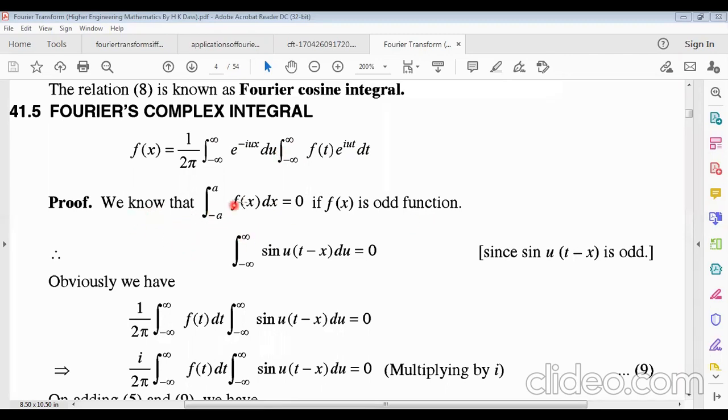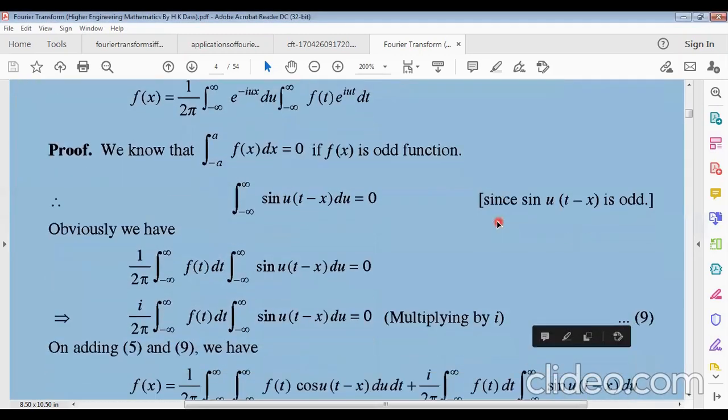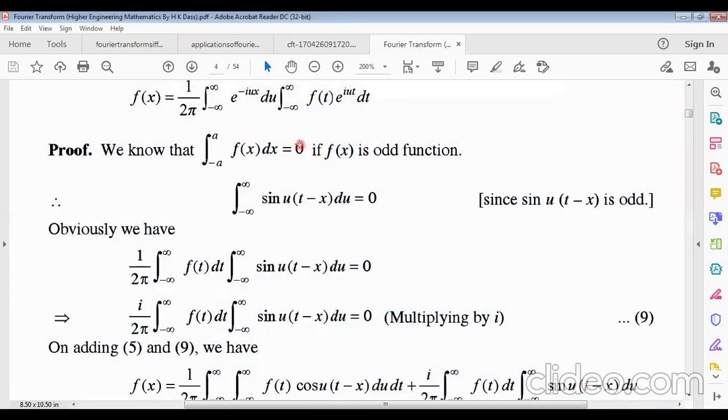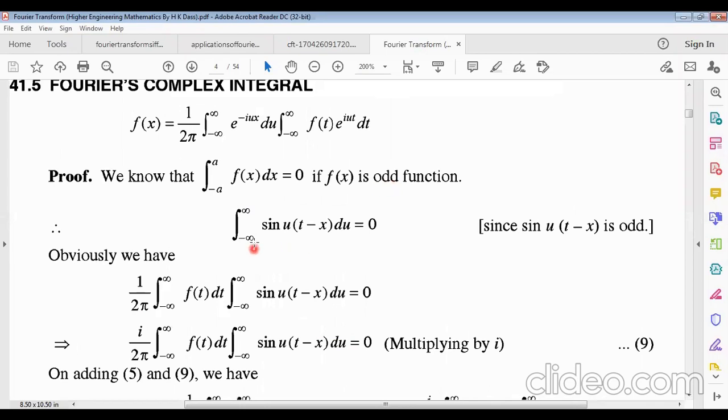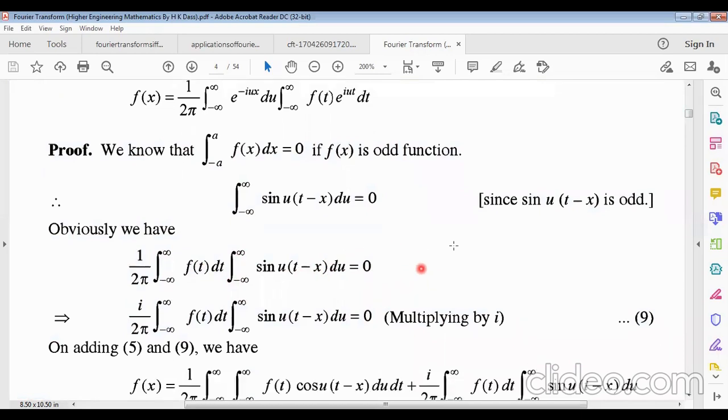We know that this definite integral equals 0 if f of x is an odd function. You must know that for an odd function, the definite integral's value will be 0. So the integral from minus infinity to plus infinity of sin u(t minus x) du equals 0. Obviously we have 1 by 2π, integral from minus infinity to plus infinity of f of t dt, and integral from minus infinity to plus infinity of sin u(t minus x) du equals 0, because this is an odd function. For an odd function, the integral value will be 0.